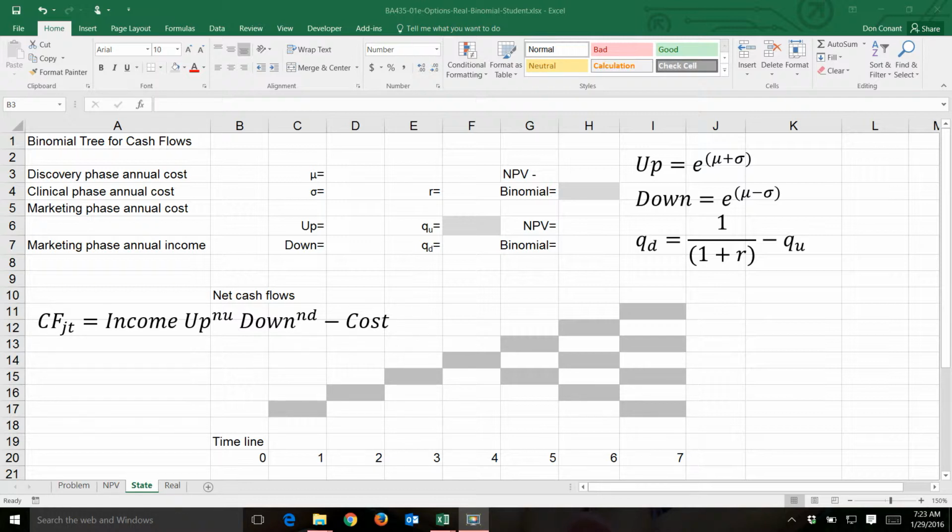If you haven't completed the discounted cash flow section, section 1, you need to pause the video and go back and complete that section. Let's enter the values that we were provided.